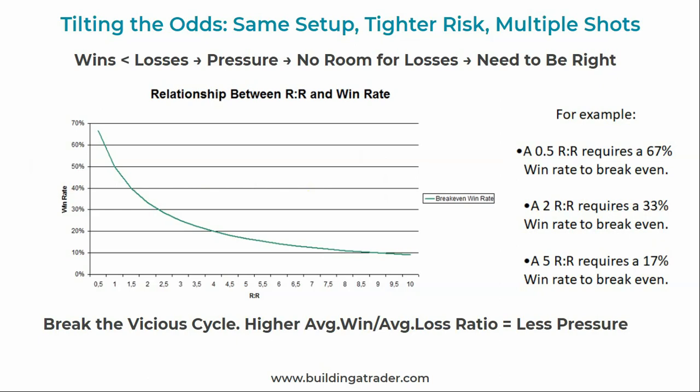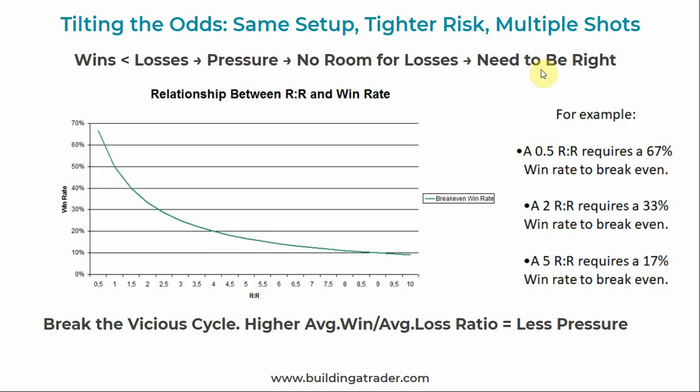It's about how much you win when you win, and it's about keeping your losses as infrequent as possible and as small as possible compared to your wins. Because the vicious cycle is this: if your wins are smaller than your losses, then there's a tremendous amount of pressure on you to not lose. So there's no room for losses, and you always have this need to be right, and you're always working on being right. And that is a bad place to be because you're never relaxed when you trade.